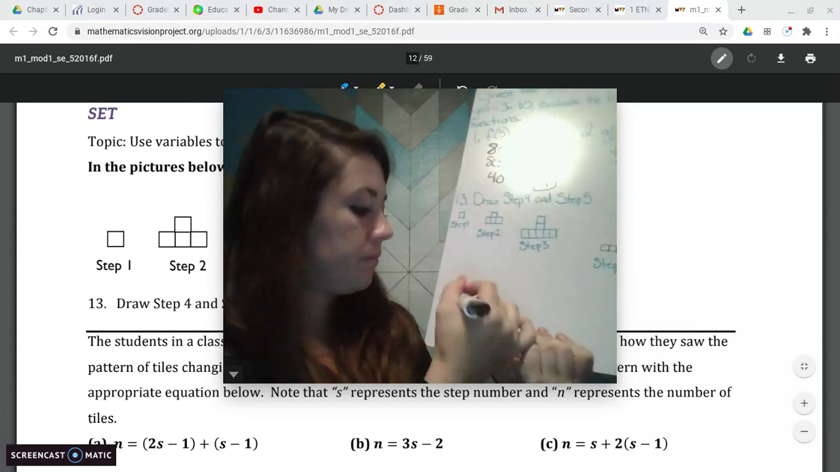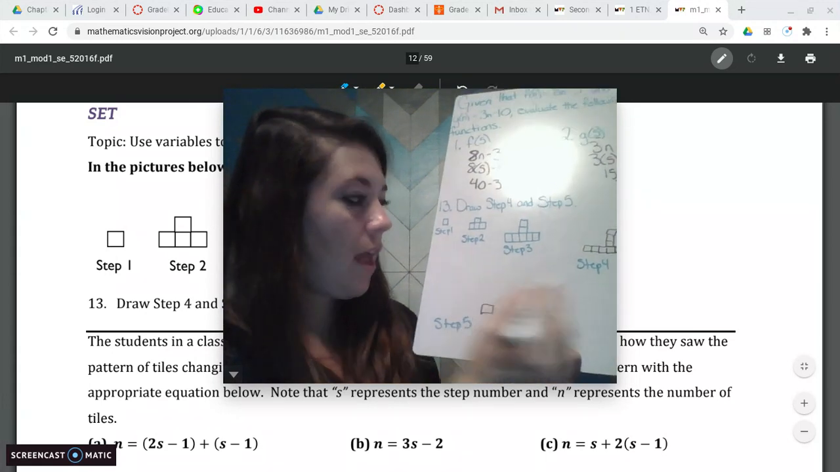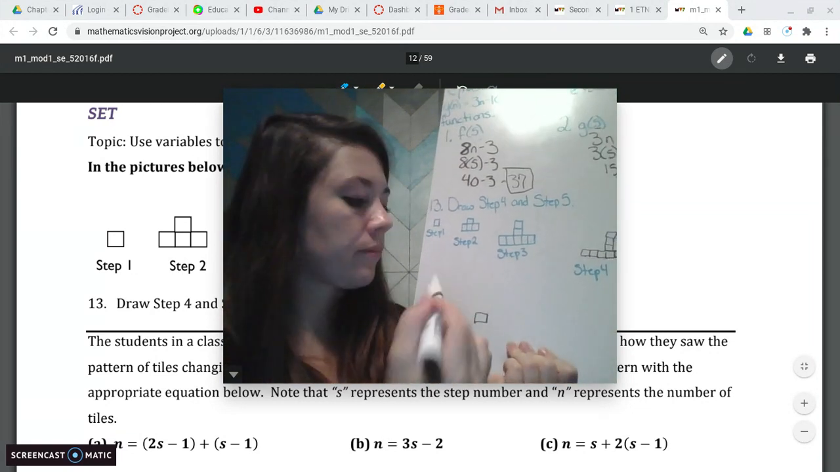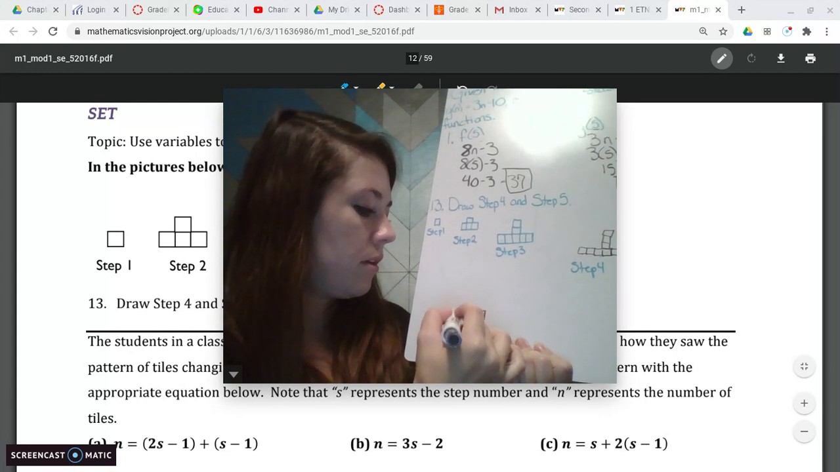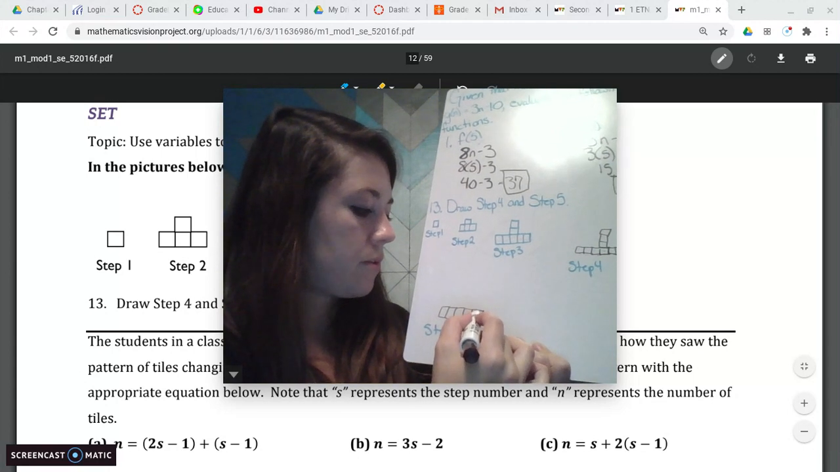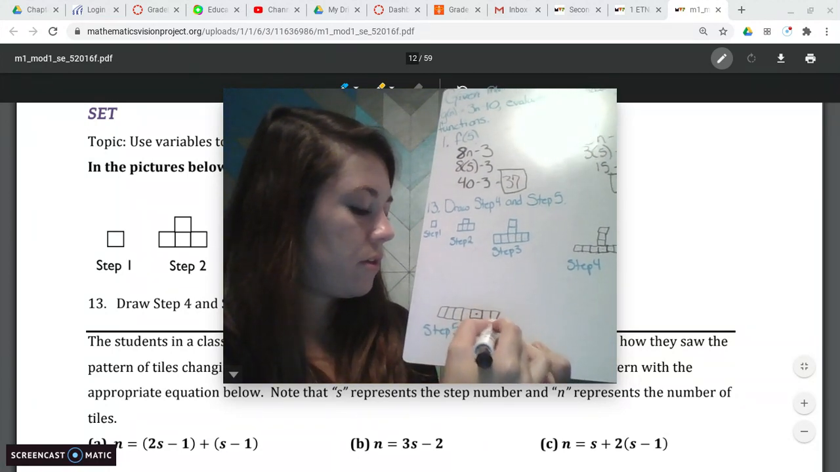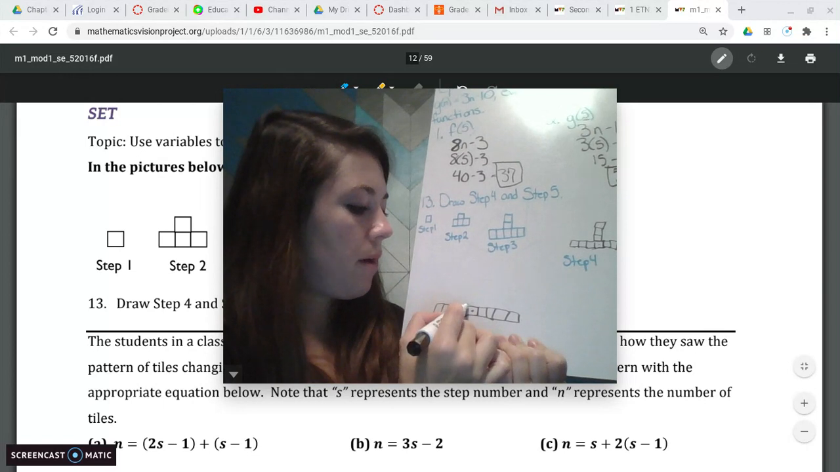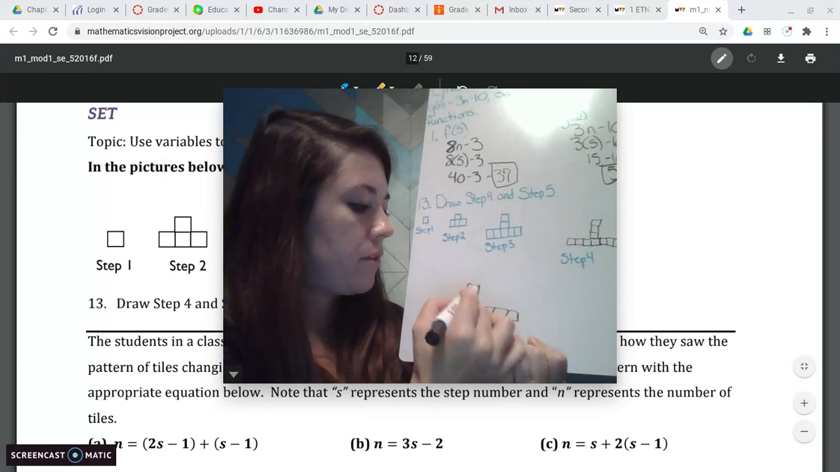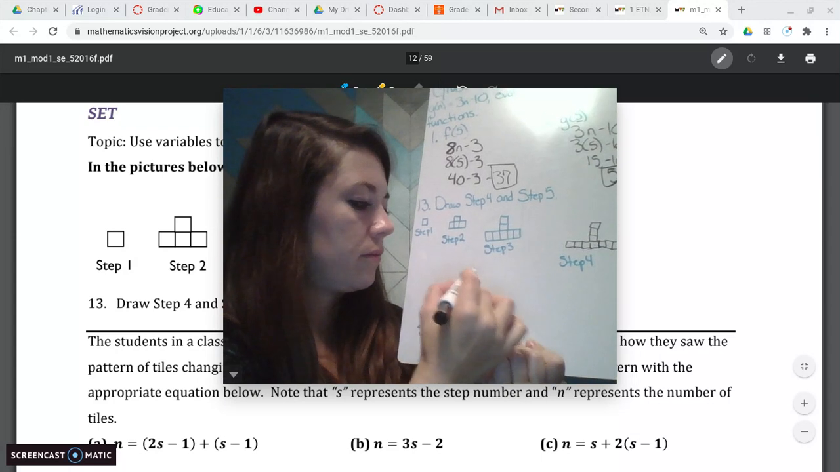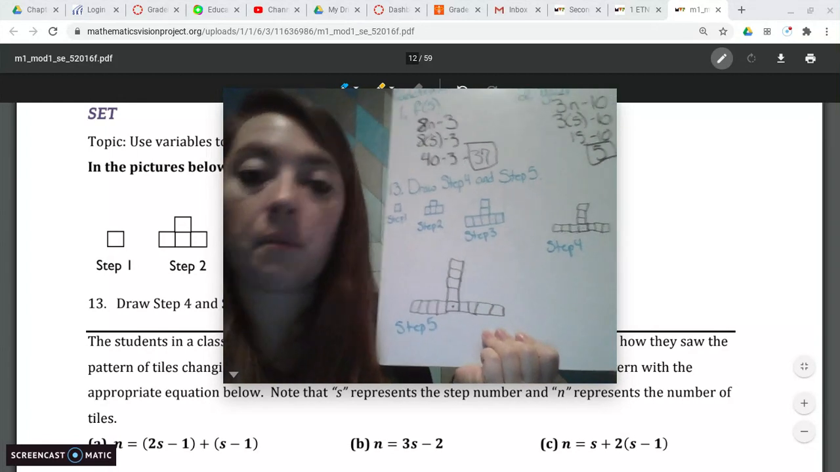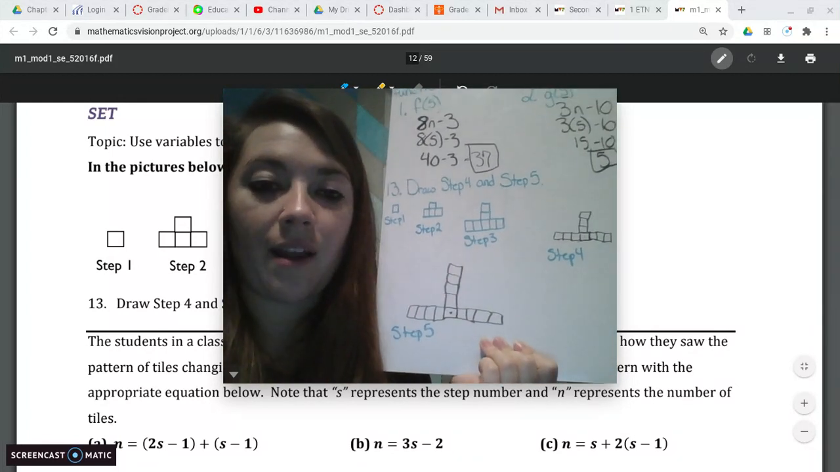We've got our center. And then step 4 had 3, so step 5 should have 4. So 1, 2, 3, 4. And then this is our center, so 1, 2, 3, 4. Then we go up. 1, 2, 3, 4. So we could keep going on and on with this pattern. Luckily, we don't have to. We just had to do steps 4 and 5.